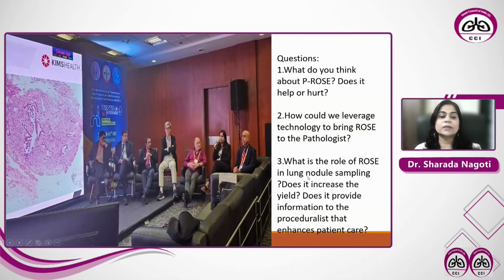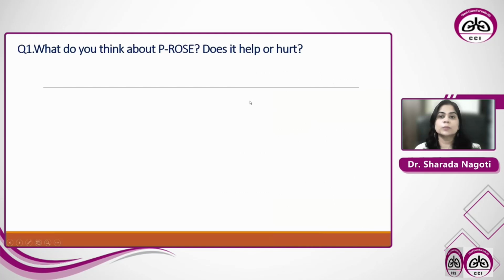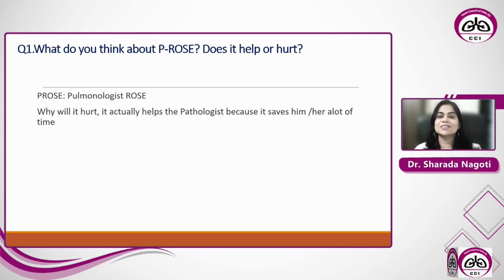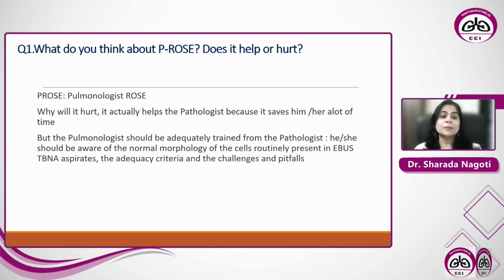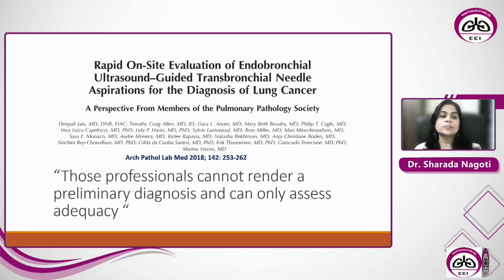So the third question I have already answered in my talk. And coming to the first two questions, the first question, what do you think about P-ROSE? Does it help or hurt? P-ROSE is pulmonologist ROSE. So it actually helps the pathologist because it saves him or her a lot of time. But the pulmonologist should be adequately trained by the pathologist. He or she should be aware of normal morphology of the cells routinely present in the EBUS-TBNA aspirates, the adequacy criteria, and the challenges and pitfalls. But again, these professionals cannot render a preliminary diagnosis and can only assess adequacy. This point is very much highlighted in this article, which is published in Archives of Pathology and Laboratory Medicine.